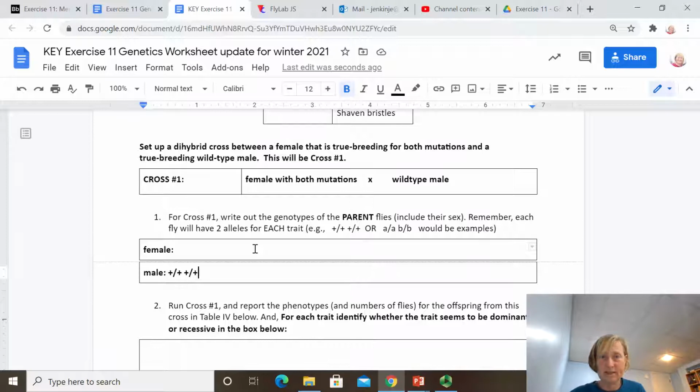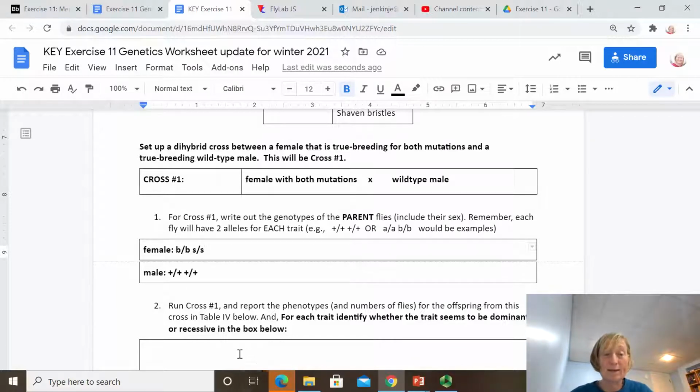And I'm always going to write them in the same order because I can't tell one plus from another otherwise, right? So I'm always going to put body color first. The female, I don't know if these mutations are dominant or recessive, so I don't know if I want to use capitals, but what if they're both recessive, then I would say she's brown and shaven, something like that. But I don't know that yet. I have to run the cross, all right?